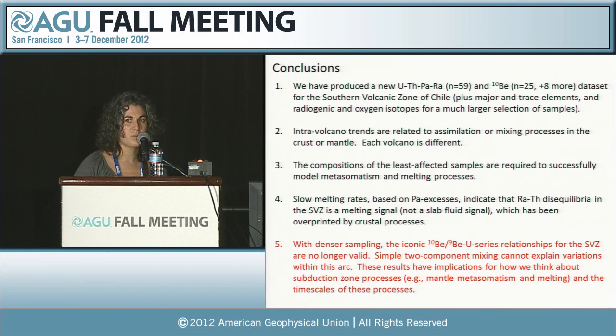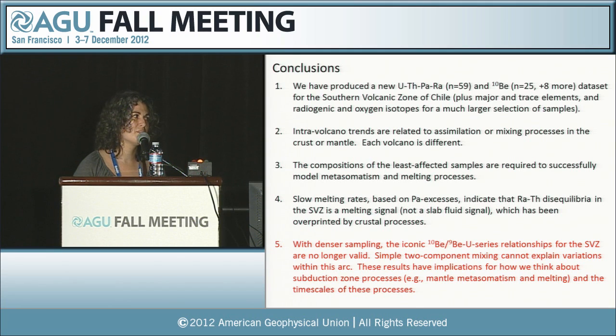In order to do any sort of mantle modeling, we need to look at the samples that have been least affected by these processes. And also the slow melting rates based upon the protactinium excesses indicate that the radium disequilibrium is really a function of melting and not of slab fluid addition.